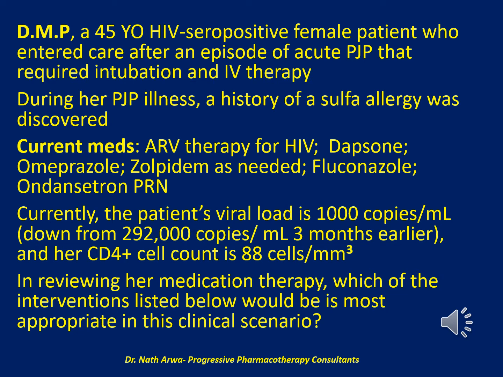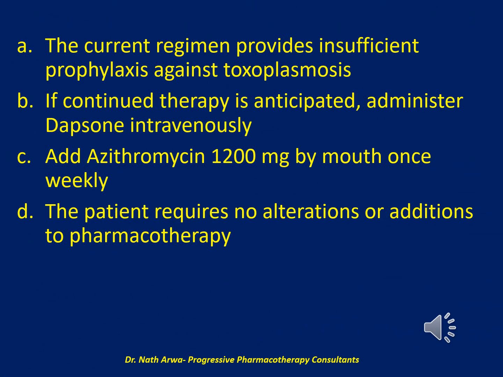So my question to you is, in reviewing her medication therapy, which of the interventions listed below is most appropriate in this clinical scenario? Would it be A. The current regimen provides insufficient prophylaxis against toxoplasmosis, or B. If continued therapy is anticipated, administer dapsone intravenously, or C. Add azithromycin 1,200 mg by mouth once weekly, or would it be D. The patient requires no alterations or additions to pharmacotherapy? I will give you 10 seconds to choose the correct answer to this question from the listed options.